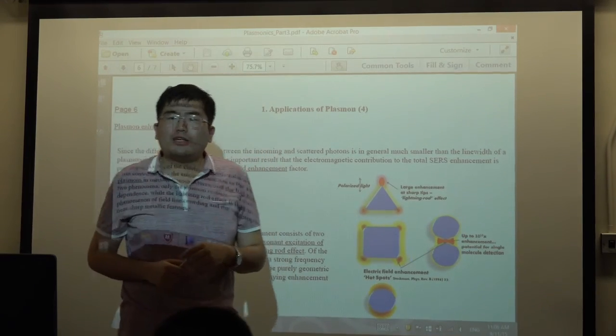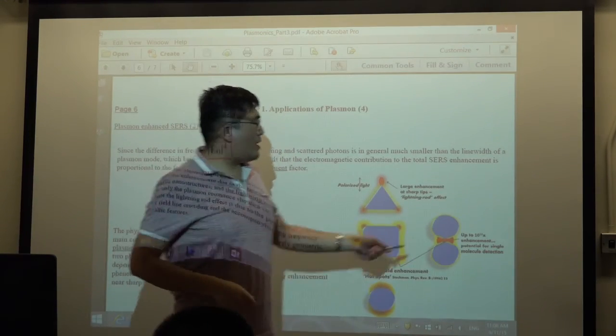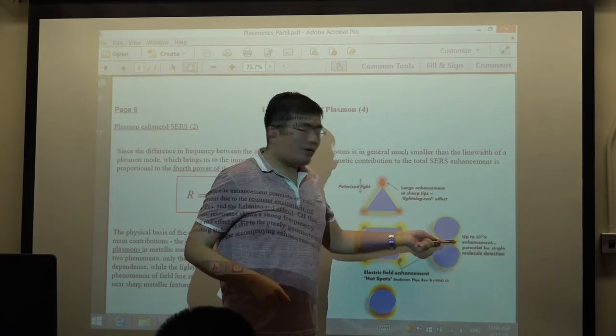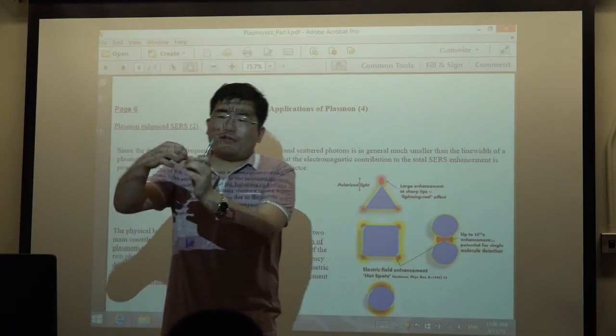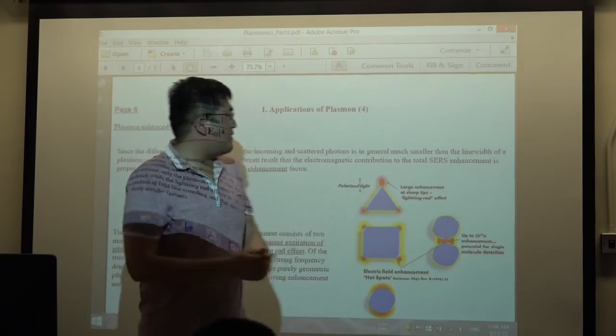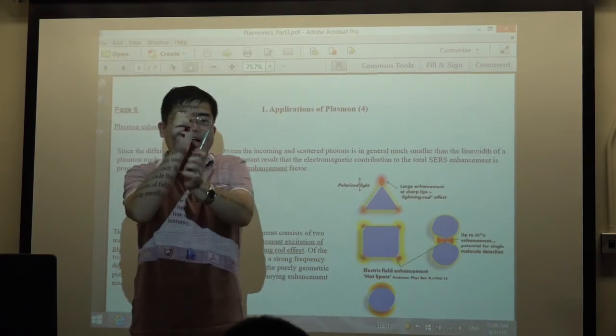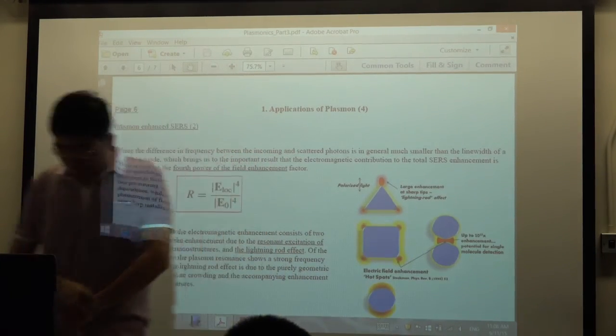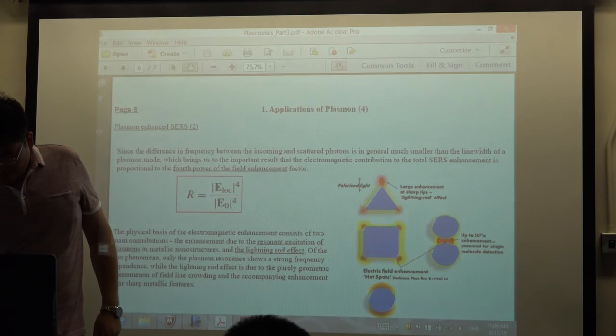This effect is not a resonance effect. Plasmon resonance depends on the frequency; at some frequency it becomes resonant and the enhancement is very high. But this effect is not like that. It's the lightning rod effect.